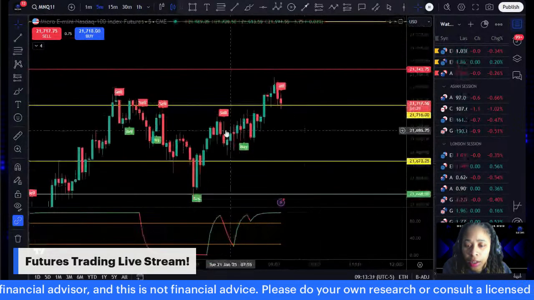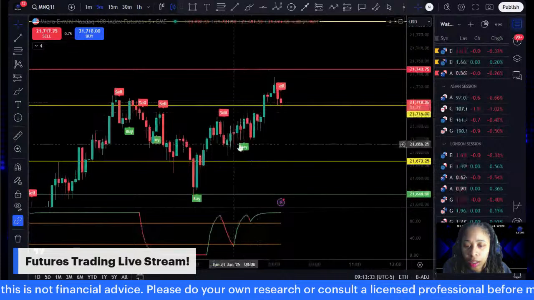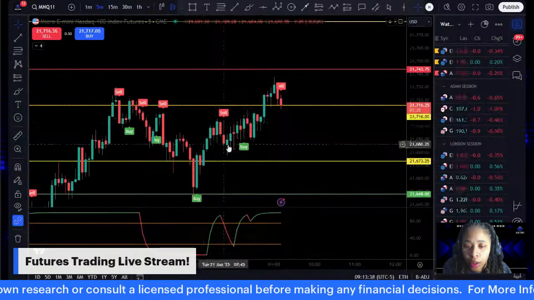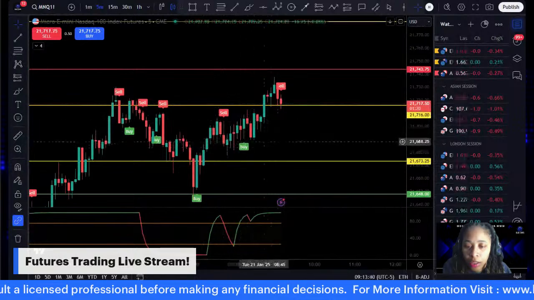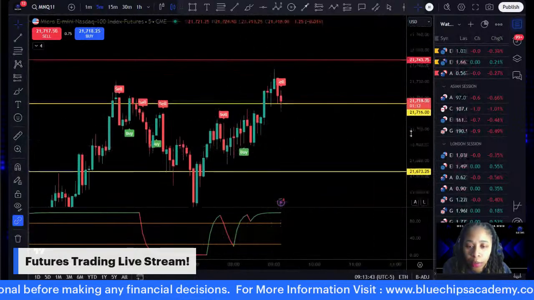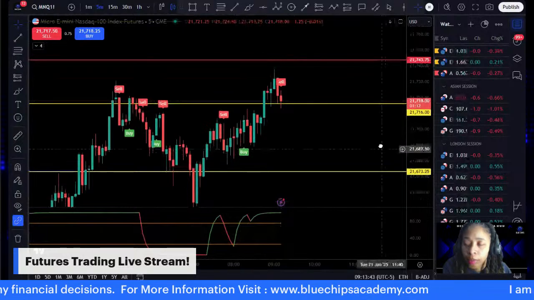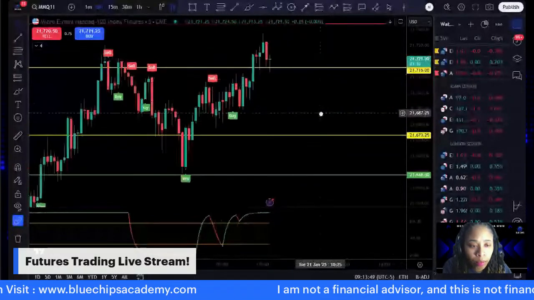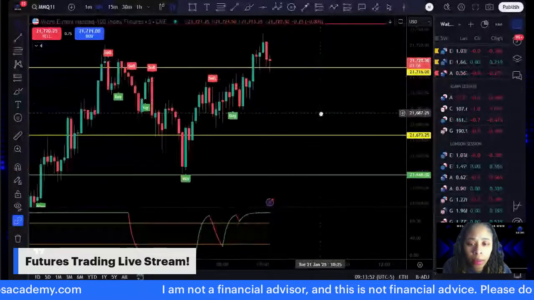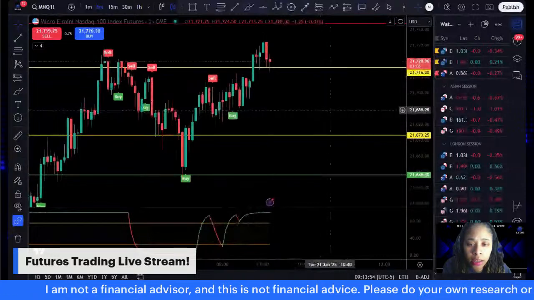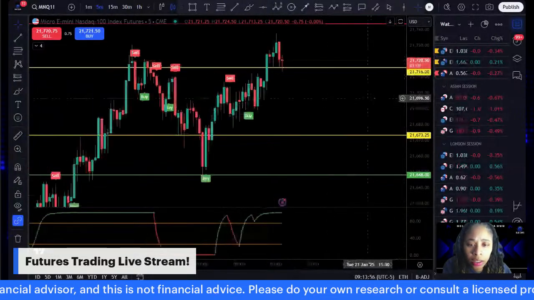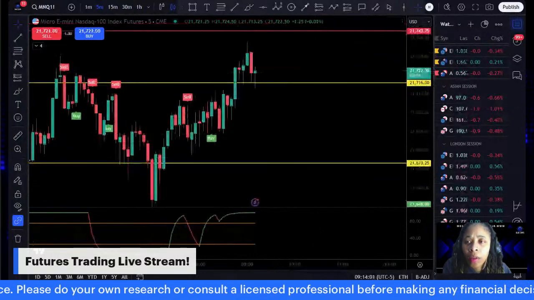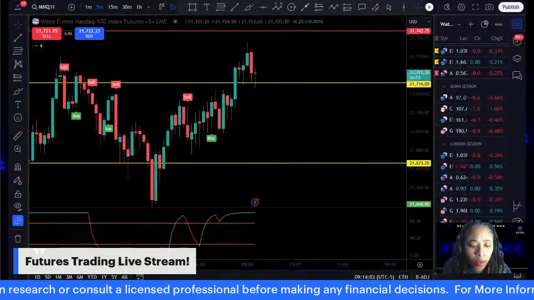Now there's a lot of noise right here, so depending on how much volume we have, it might take us a little while to get the TP1. We'll see. Less than a minute, guys. Well, almost less than a minute. Let's see if we get this sell here.